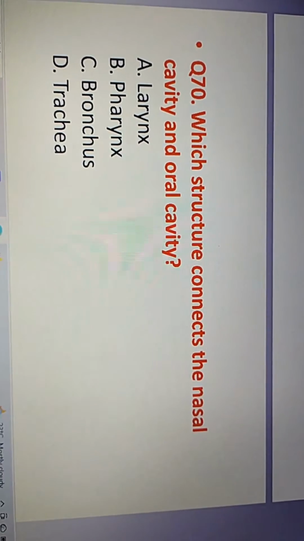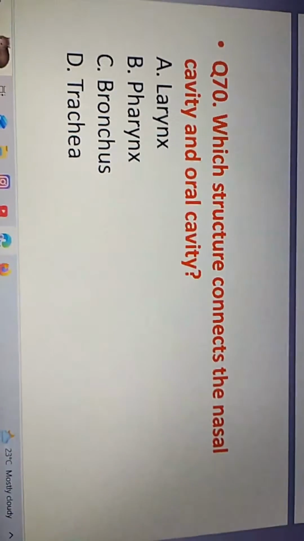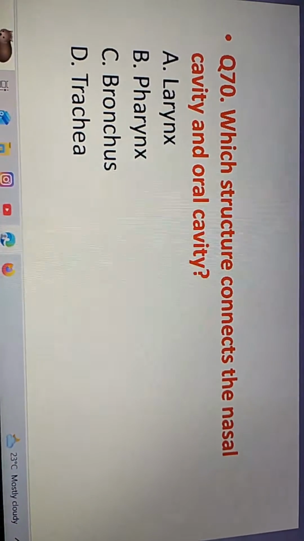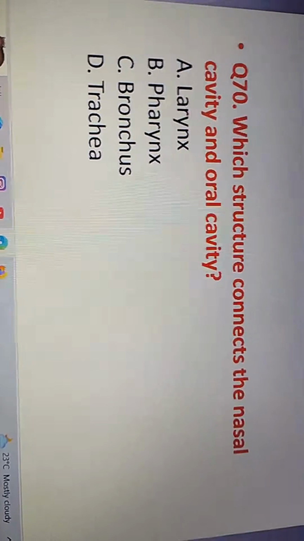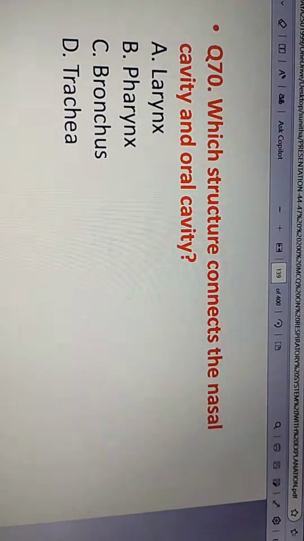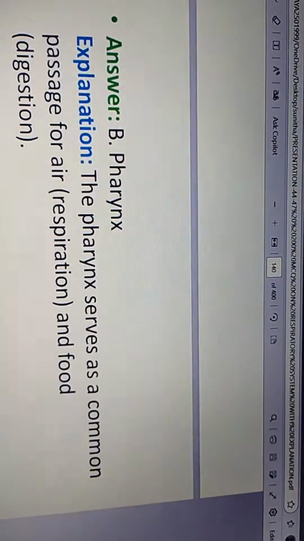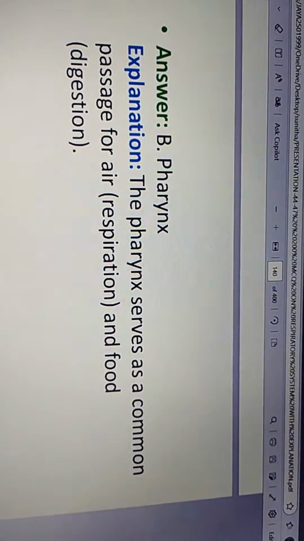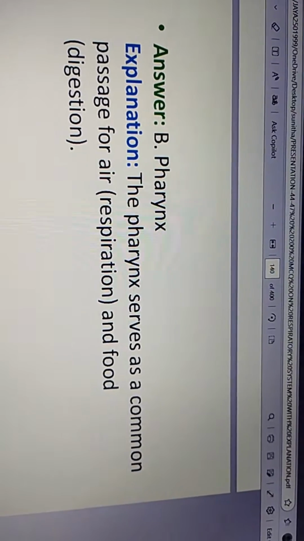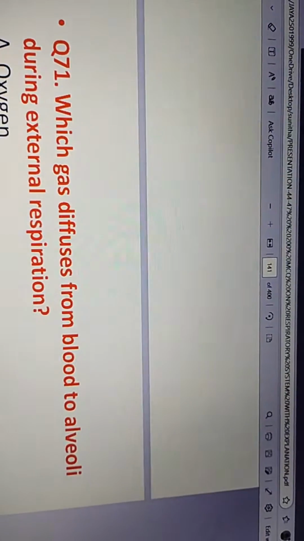Which structure connects the nasal cavity and oral cavity? Option A, larynx. Option B, pharynx. Option C, bronchus. Option D, trachea. The correct answer is option B, pharynx. The pharynx serves as a common passage for respiration as well as for food for digestion.